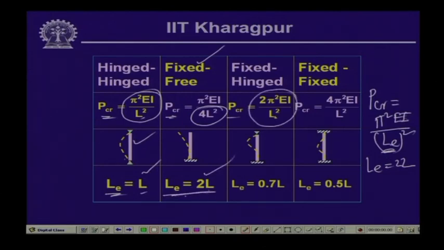Now, in this particular case it is pi square E I over L by root 2 square, and 1 by root 2 is 0.7. So, thereby the equivalent length here is 0.7 L, and in this particular case, as you can see, this is pi square E I by L by 2 square. So, L E is equal to 0.5 L. So, these are the 4 cases as we have determined, and the corresponding effective lengths are as given by this particular row.